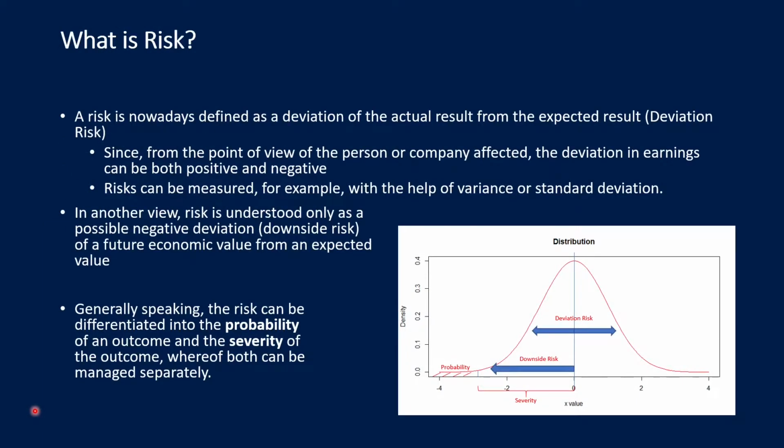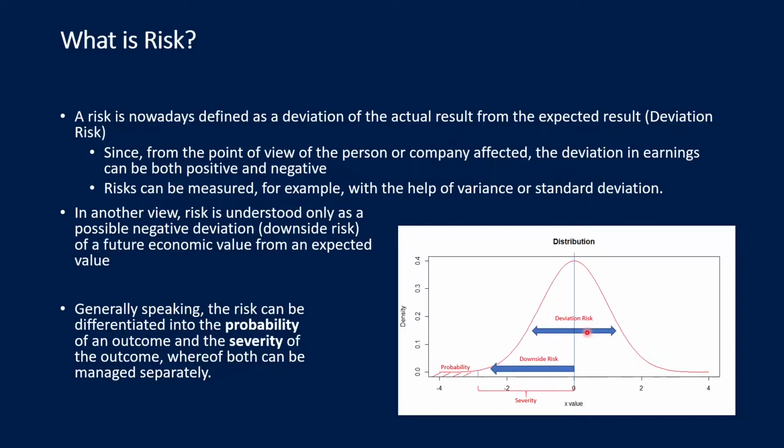So, what is risk? A risk is nowadays defined as a deviation of the actual result from the expected result. That is what we call a deviation risk. If you look at this probability distribution, and the middle of this distribution is our expected result or expected value, a deviation risk is the risk of a deviation from this expected value.